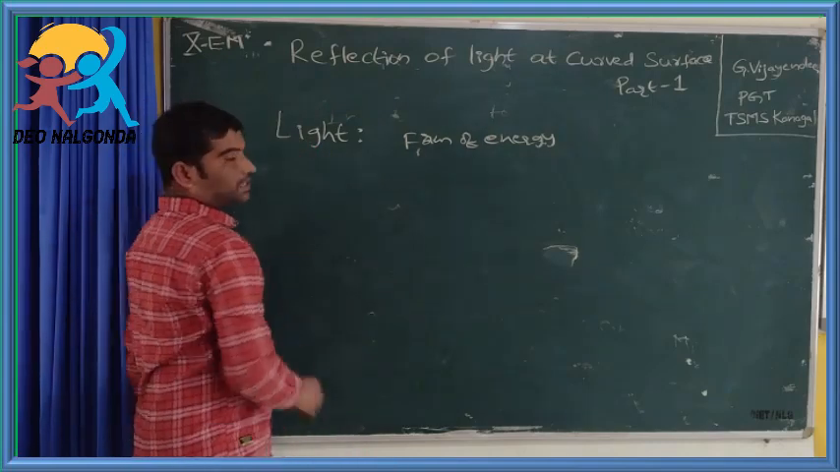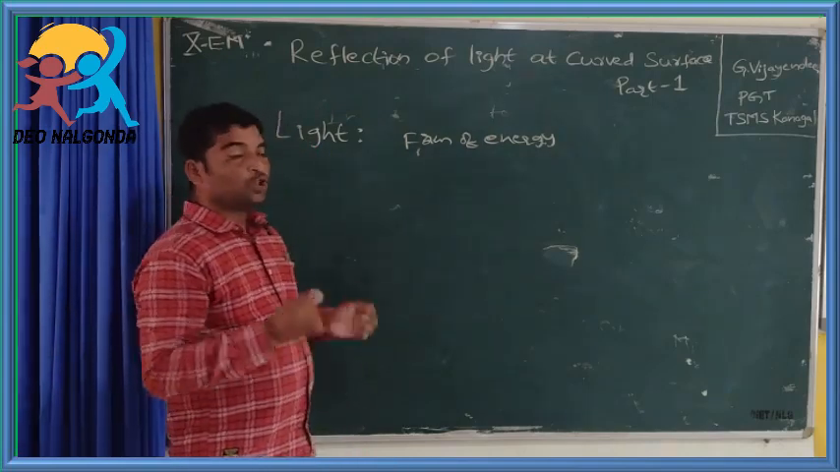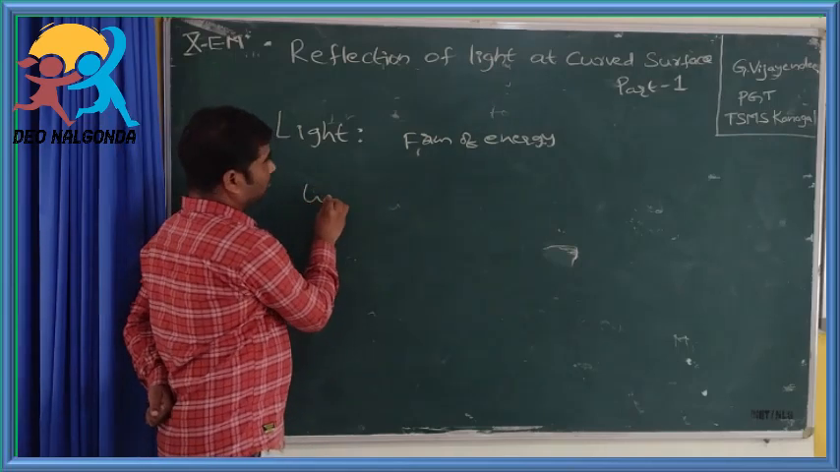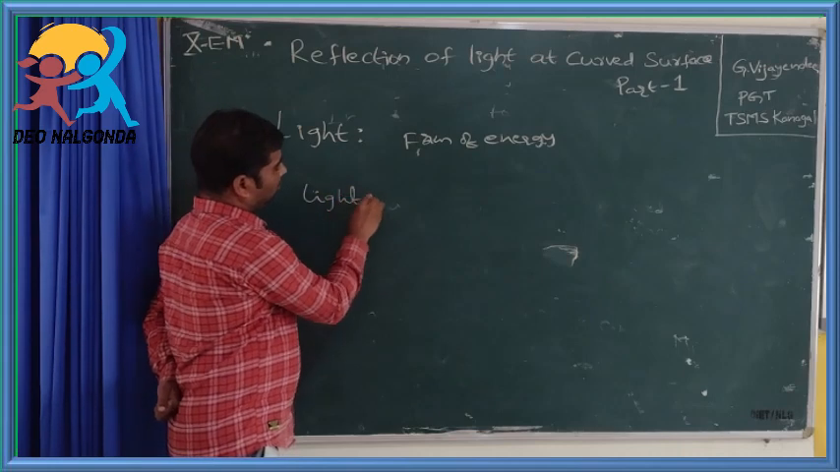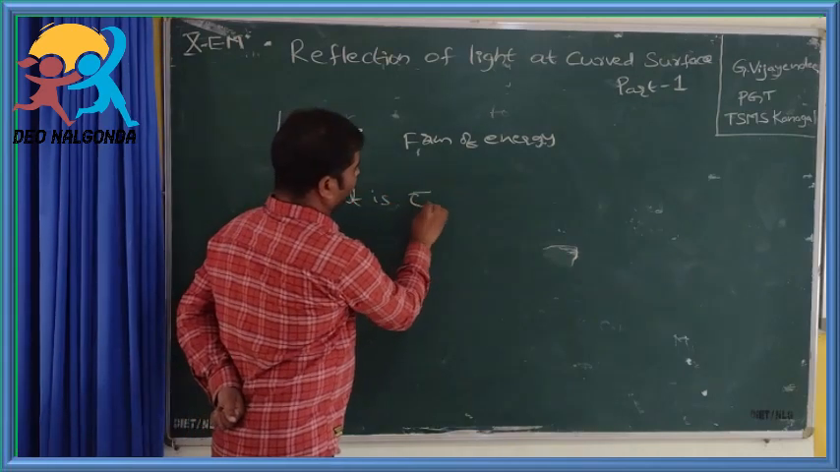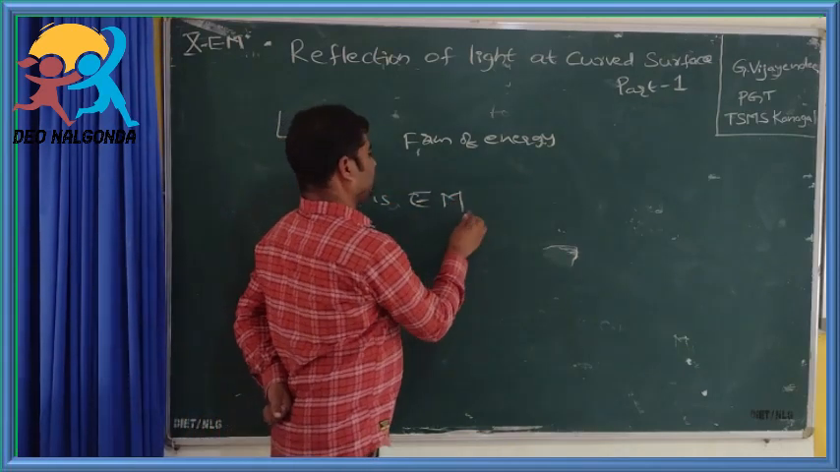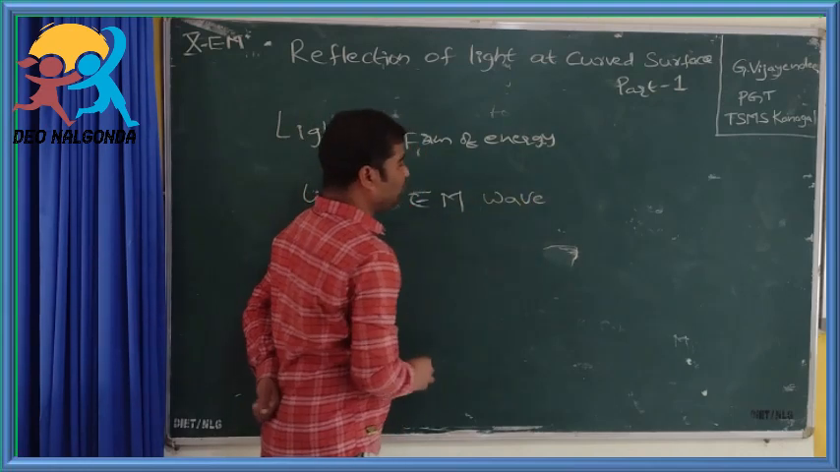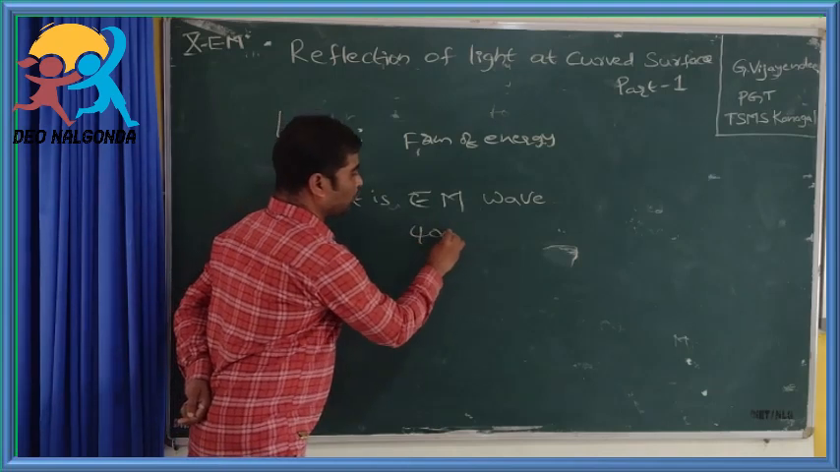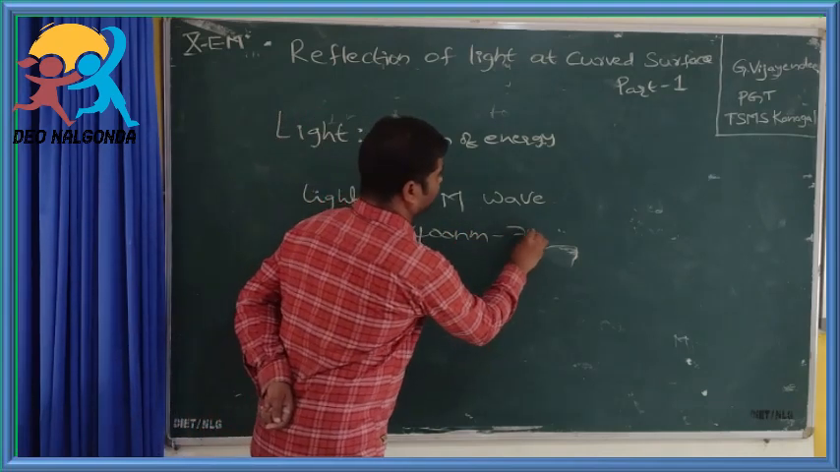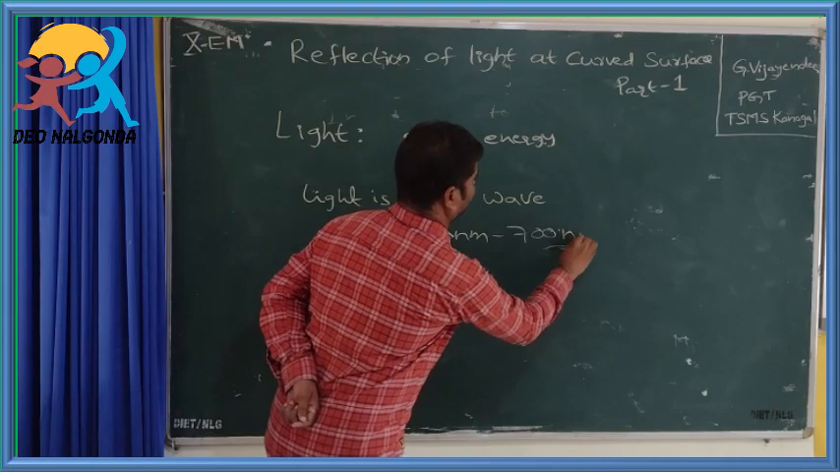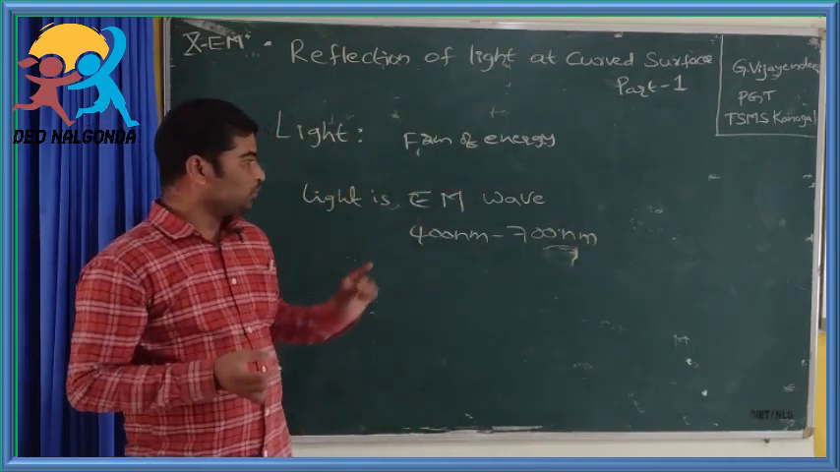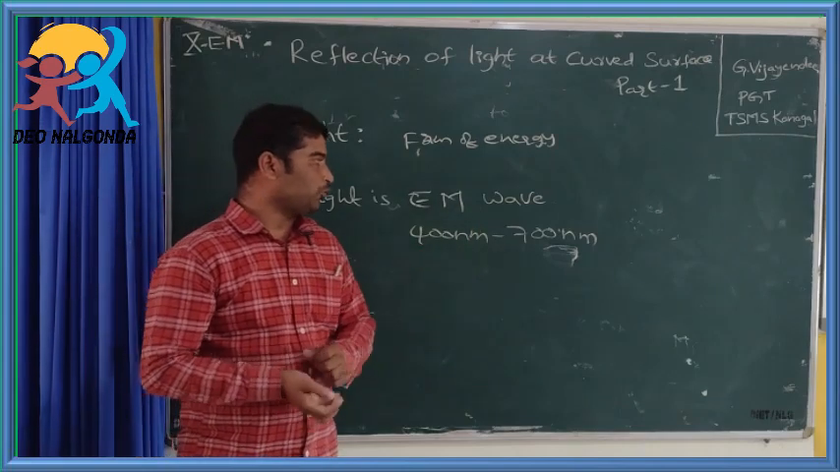And light is an electromagnetic wave. Light is an electromagnetic wave whose wavelength is 400 nanometer to 700 nanometer.